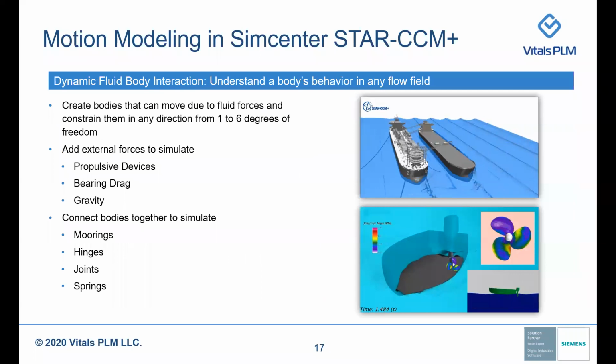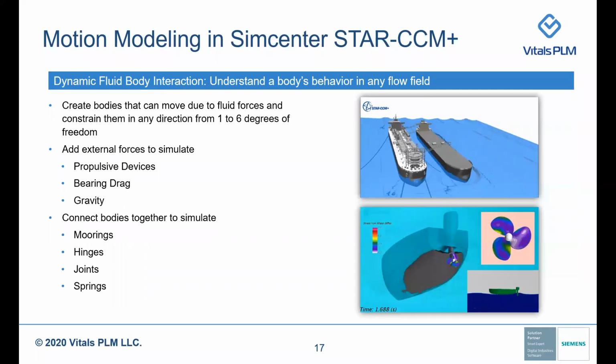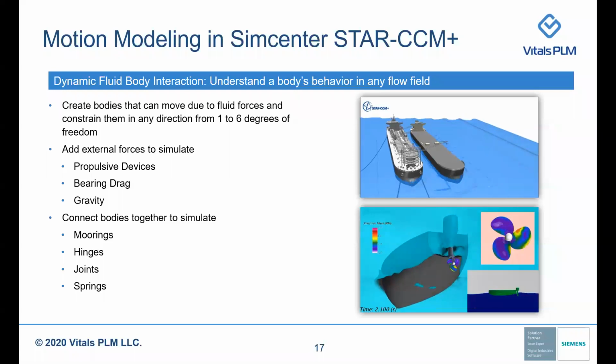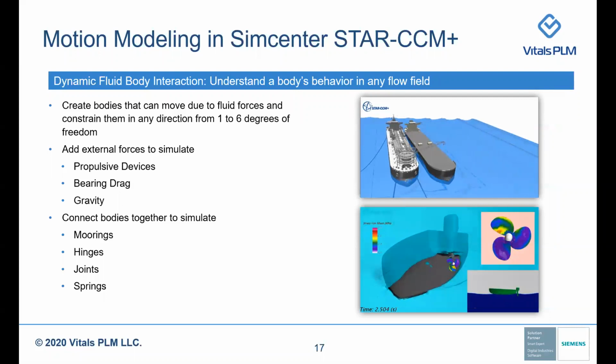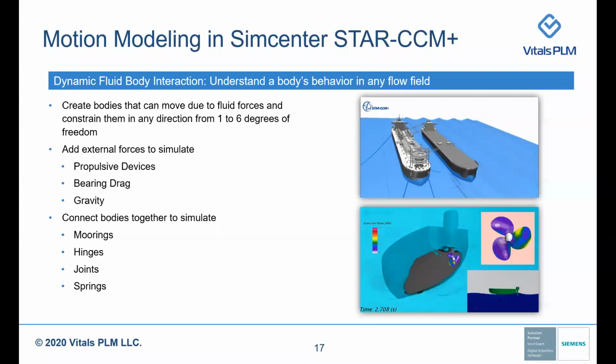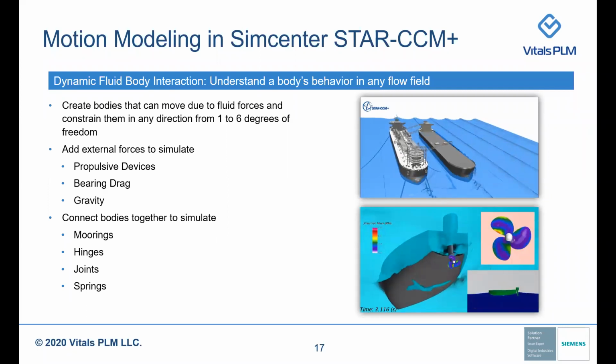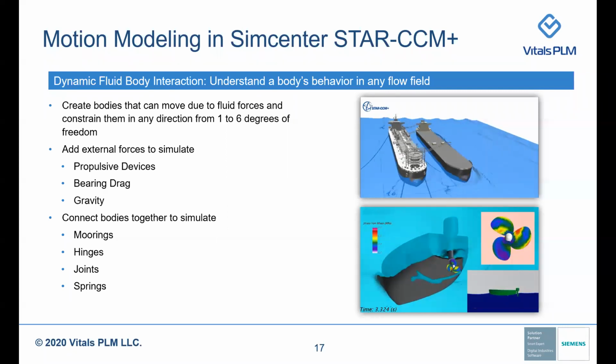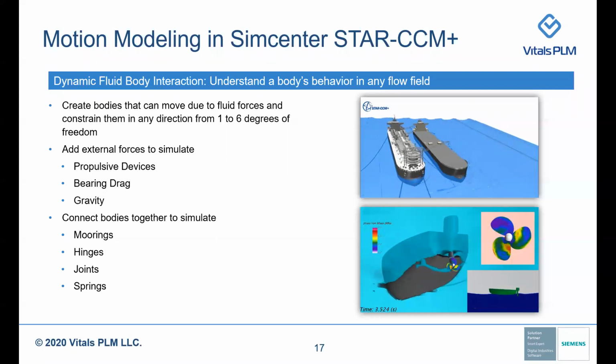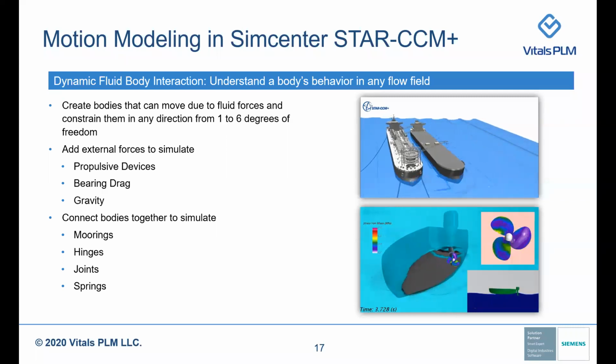After the overset mesh methodology, the second topic we're going to extensively cover is the dynamic fluid body interaction, just to give an overview before we get into a detailed picture of the DFBI. So the DFBI method helps to define bodies that move under the influence of fluid forces. And it also offers flexibility to constrain some of the degrees of freedom in any given direction.